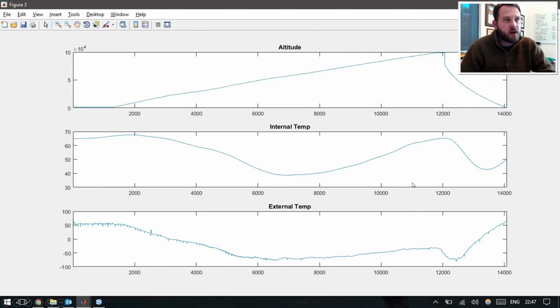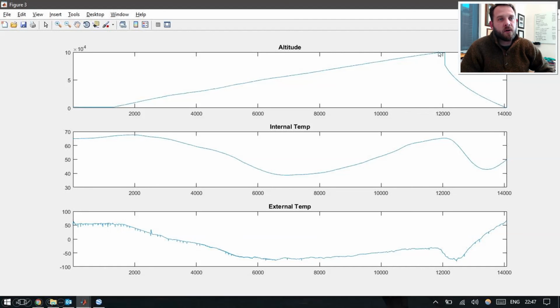This is one of the most interesting graphs to me. Again, same ascent profile, 750 feet a minute, but what you will find is the internal temperature inside of the payload goes from 65 degrees, climbs just slightly at launch, drops down to about 40 degrees at about 50,000 feet. But above 50,000 feet, you'll see that the temperature inside the payload climbs back to nearly 70 degrees.